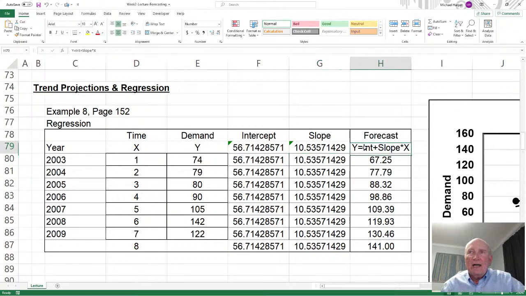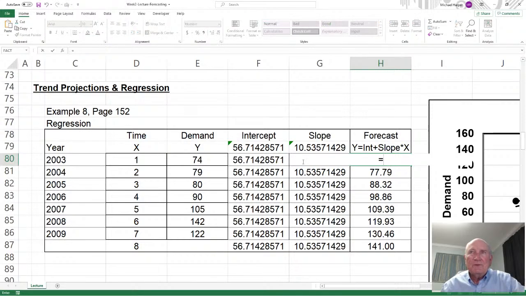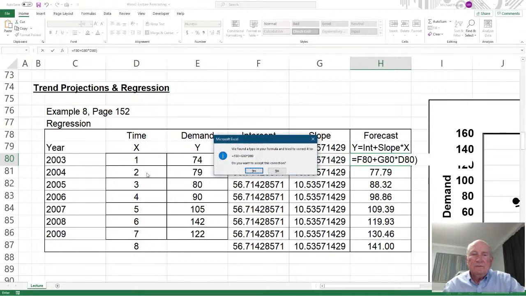Now over here, I have y equals intercept plus slope times my x. Here it's going to equal, let's do this. This is going to equal my intercept plus my slope. Whoops, let me get it right. The intercept plus my slope times my x, my time. Okay, so let me return.